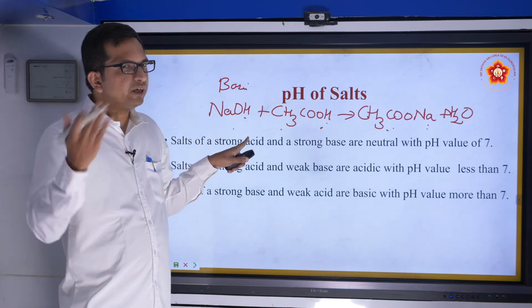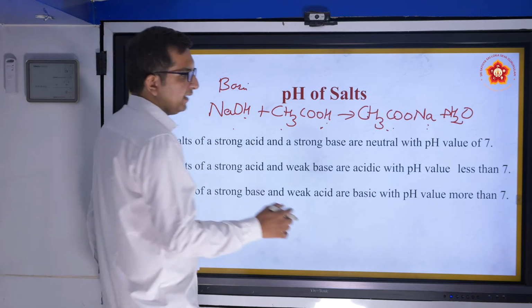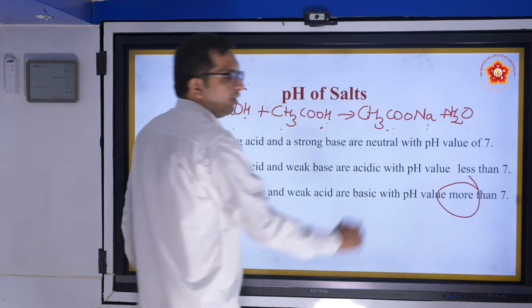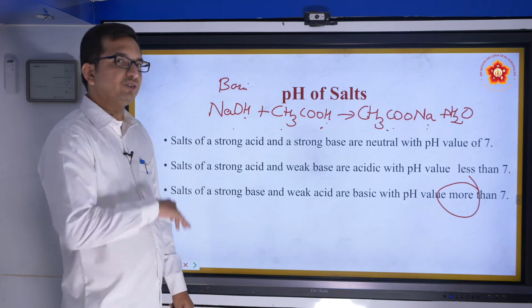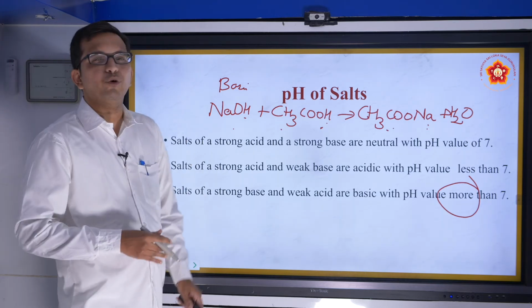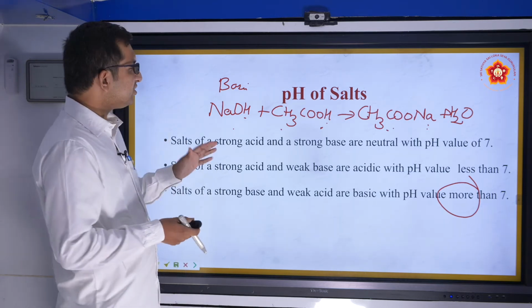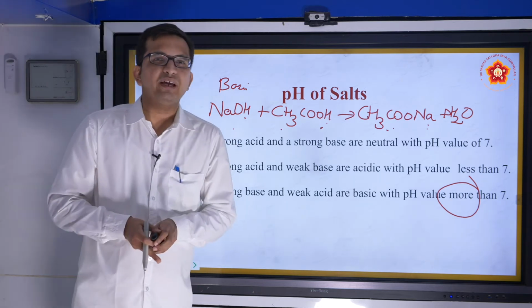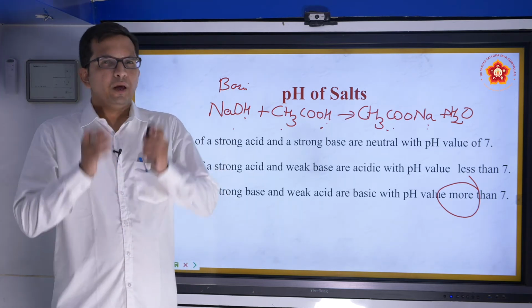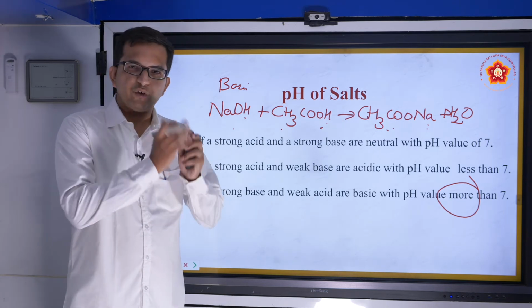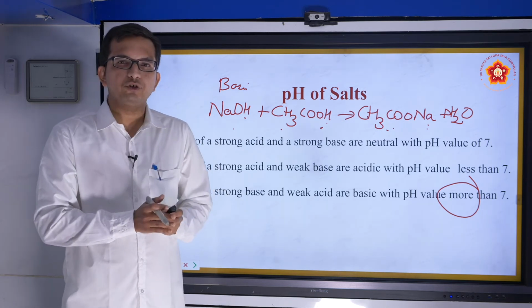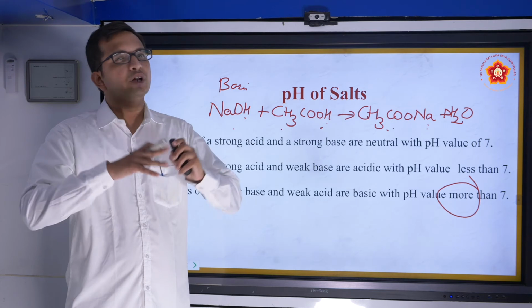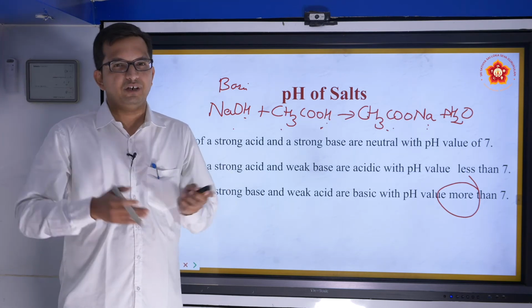And therefore, the moment it is base, what is the pH value? It has to be above 7. So that is why the pH values of such salts will naturally be a little more than 7. So this is all about the study of pH of salts that we can find: the pH values for acids, bases, neutral compounds, and how the salts are formed. All this can be understood by these parts.